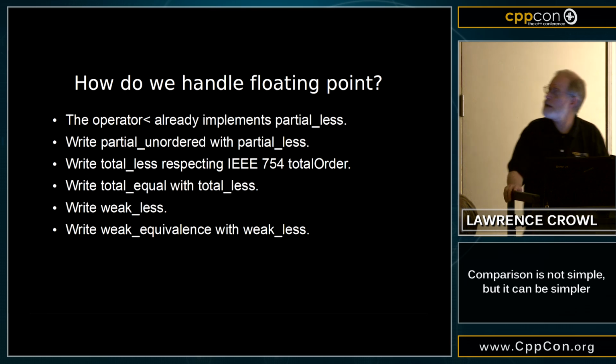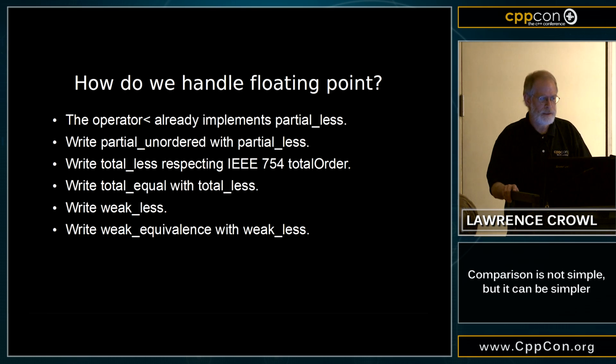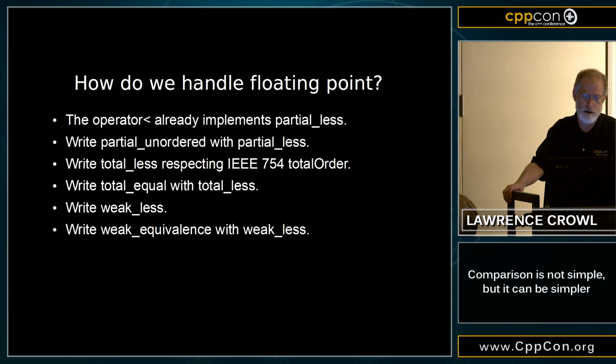So fine advice, but how do we go about doing that? First, operator less than already implements a partial less, so we can just use that in our definition of partial less. We can write partial unordered with partial less, as I showed earlier. Now we have to write total less respecting the IEEE total order. Then we can write total equal with that. And now we get to the middle case, which is often the one that seems to be a little bit more work. We write weak less and weak equivalence with weak less.